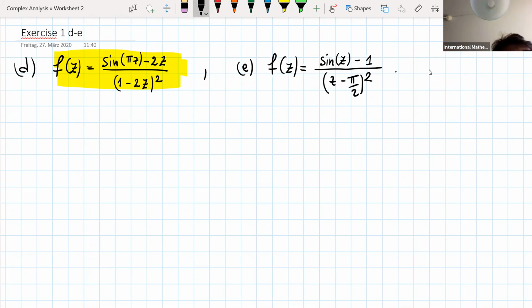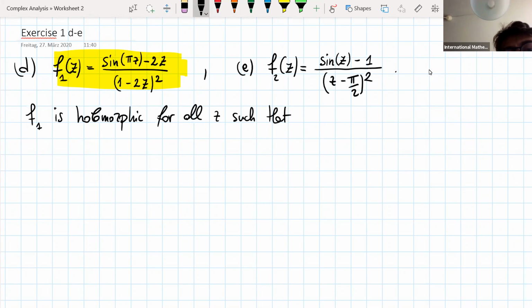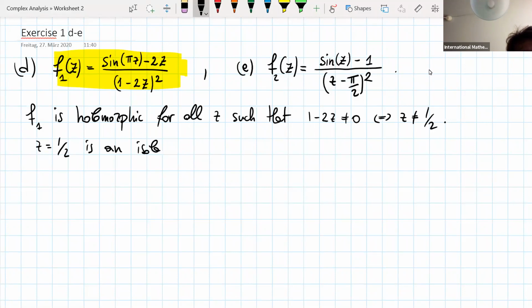So you will see we have a quotient between two holomorphic functions. So the only problems where singularities can arise are where the denominator is 0. Let's call this f1 and this here f2. So f1 is holomorphic for all z such that the denominator is different from 0, such that 1 minus 2z is different from 0, which means that z must be different from 1/2. So here z equal to 1/2 is a singularity, and it's the only one that we have, so it is an isolated singularity.